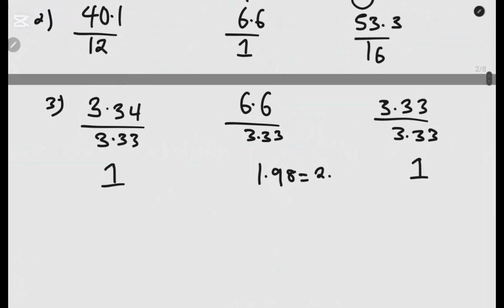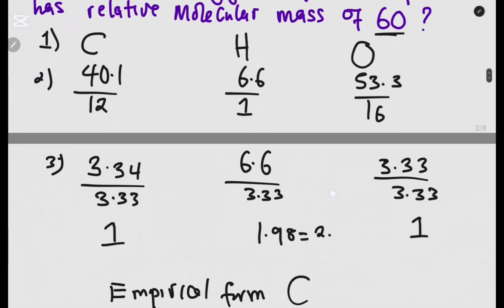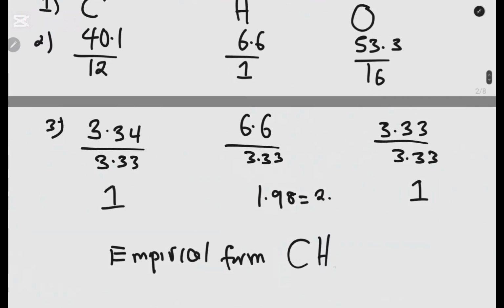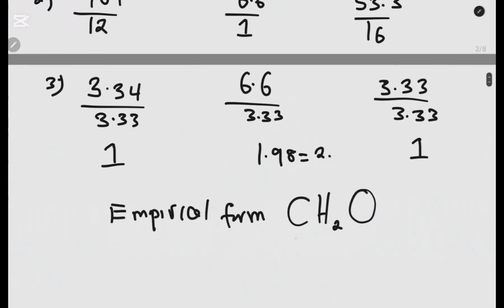So now we can write the empirical formula of this, which is carbon. How many are they? 1. In the middle there's hydrogen. How many are they? 2. So it will be like this. Then oxygen, how many? 1. So this is the empirical formula that you found.